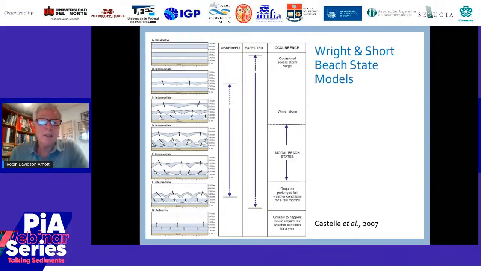Okay, a lot of this has now been seen as more complex. Wright and Short in Australia developed the beach state models, and these have been applied to a whole range of different coasts, including the southwest coast of France, where Castelle and his group have done a lot of work on this. And so what these all show is that the nearshore and beach systems have sediment transfers between them, but they're essentially in a state of dynamic equilibrium, which is described by parts of the Wright and Short model.